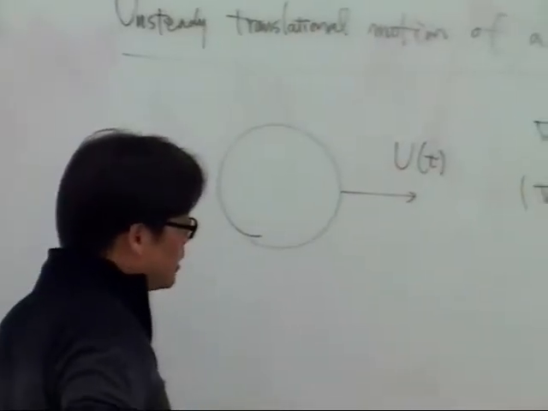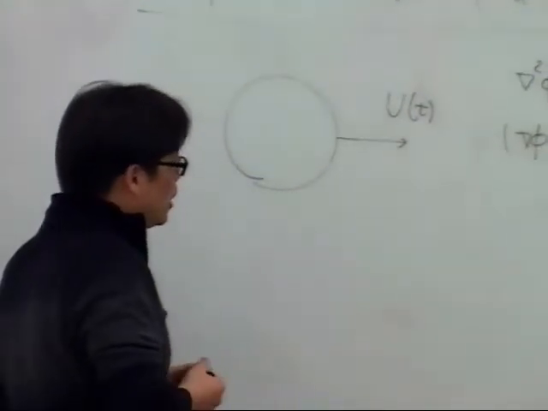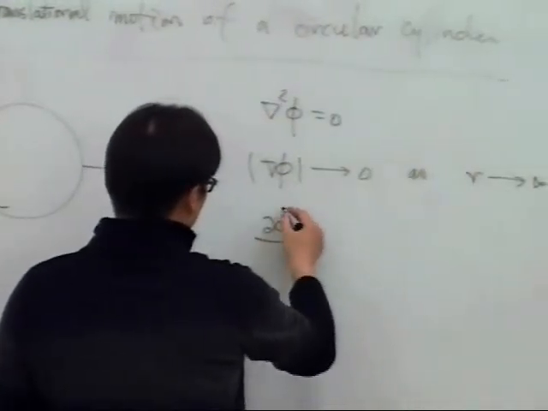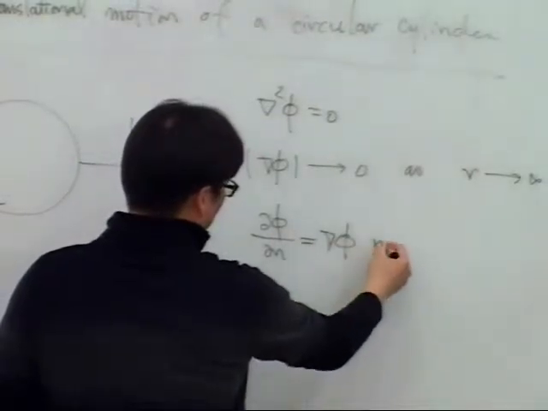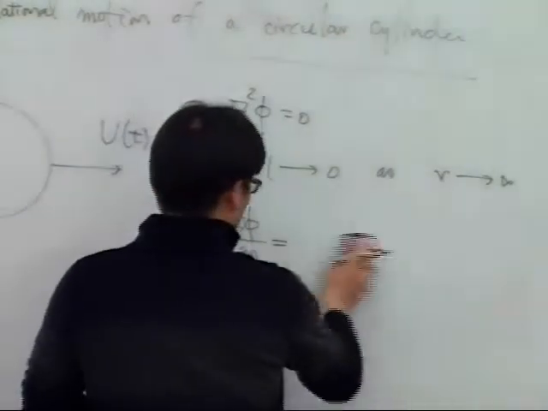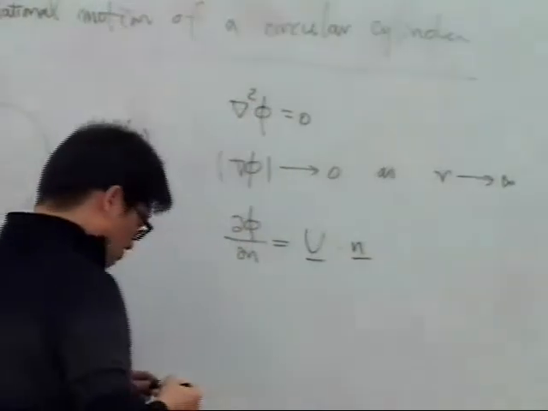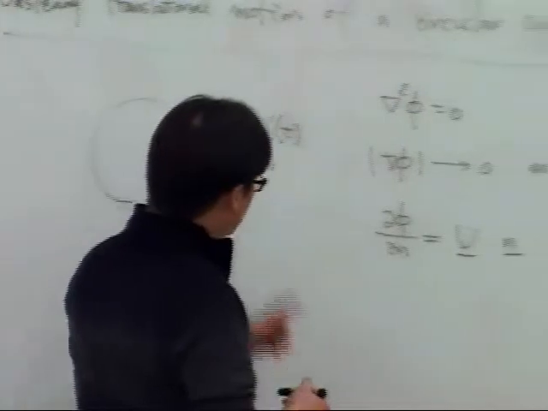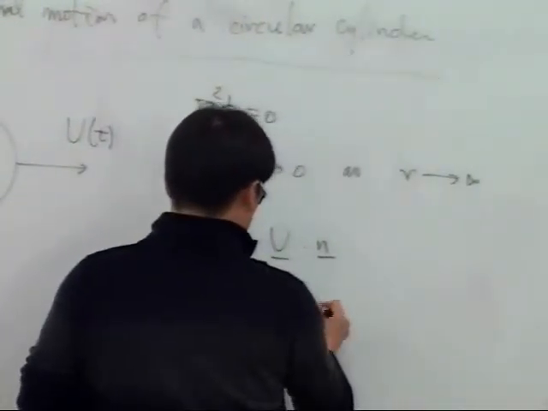So velocities at infinity have to vanish. And the boundary condition this time is d phi dn, which is gradient of phi dot n, has to be the same as the normal velocity of the body, which is u dot n. And this time u has only x component. We can write this as u and x.